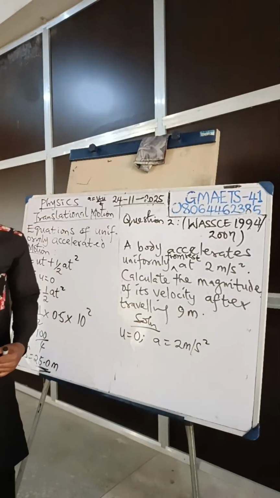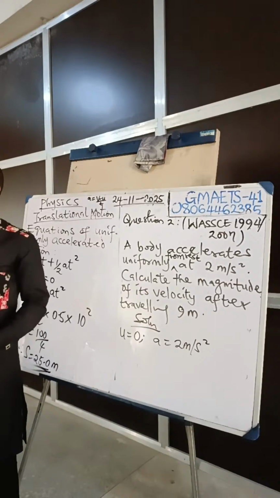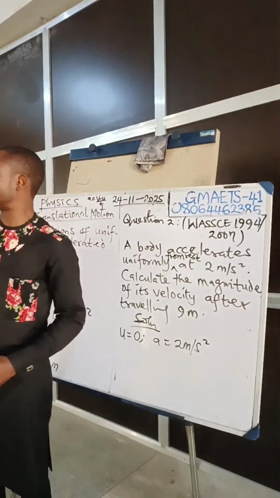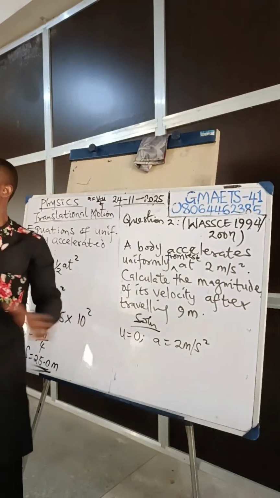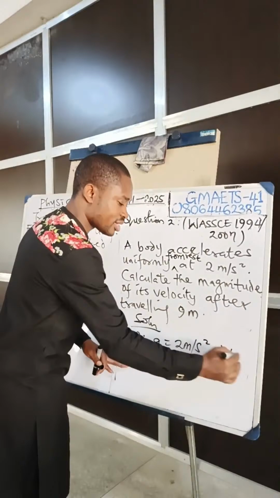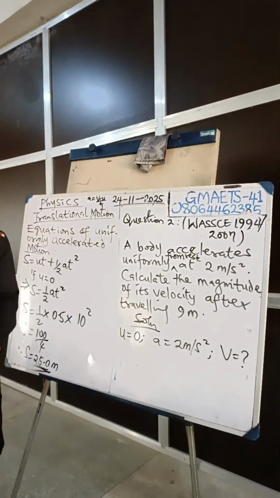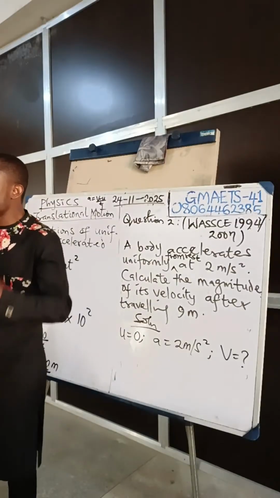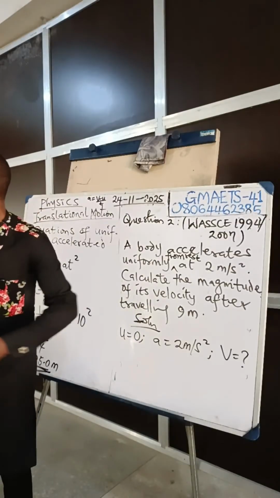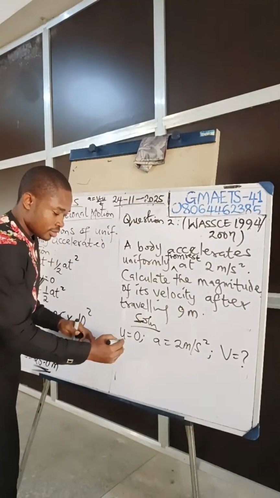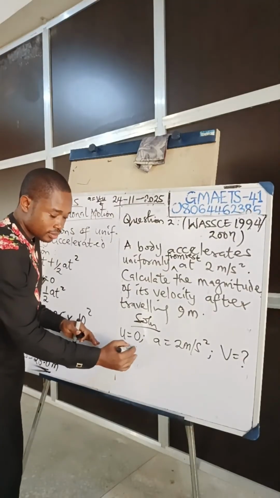Now we are asked to calculate what? The magnitude of its velocity. Mention the quantity, the velocity. Which velocity are we looking for here? The final, because the initial is already known to be 0. So we don't know the final velocity. But there is another piece of information given in the question. Stop reading the grammar, you understand it. What was given here? Distance equal to what? 9 meters.